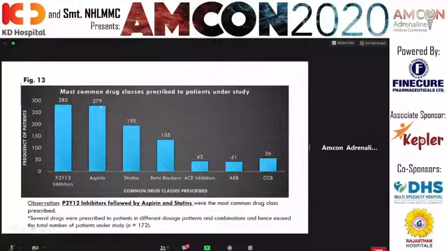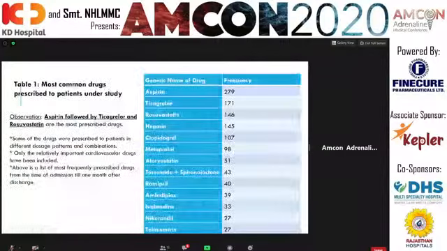Aspirin 279, statins 195, and beta blockers 135. These are the four most commonly used drug classes. After the drug classes, we looked at the most common drugs, and we see that aspirin is the most common drug given, that is 279, followed by ticagrelor at 171, rosuvastatin 146, and heparin 145.